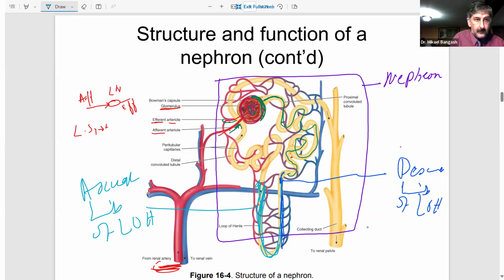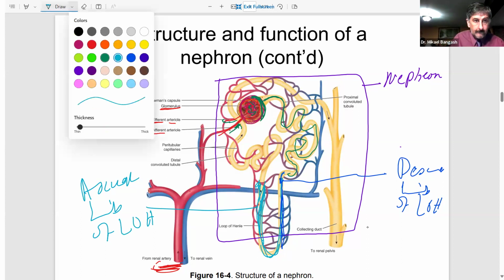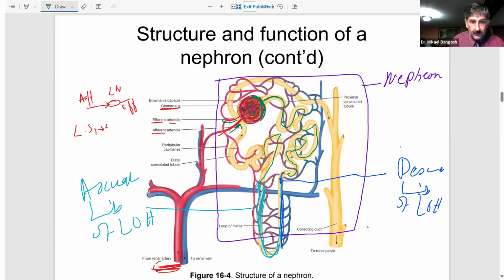After which we can mainly say, as far as our tubular system goes, we have the distal convoluting tubule. And this distal convoluting tubule then just becomes what we call the collecting duct.